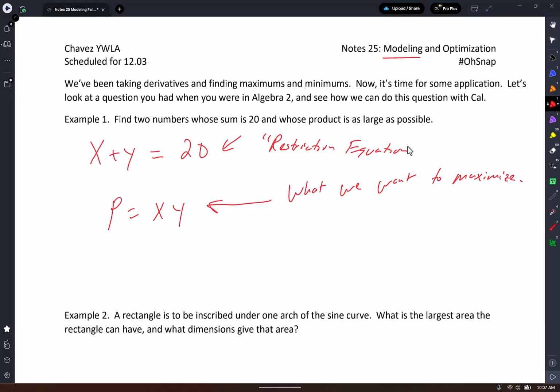Because this is what we want to maximize, that expression is what I'm going to be taking a derivative of. And whenever this derivative changes from positive to negative, that's where it's the biggest. Does that make sense, guys? Now you see how you have two variables right now? You don't want two variables. You just want one. So that's where the restriction equation comes from.